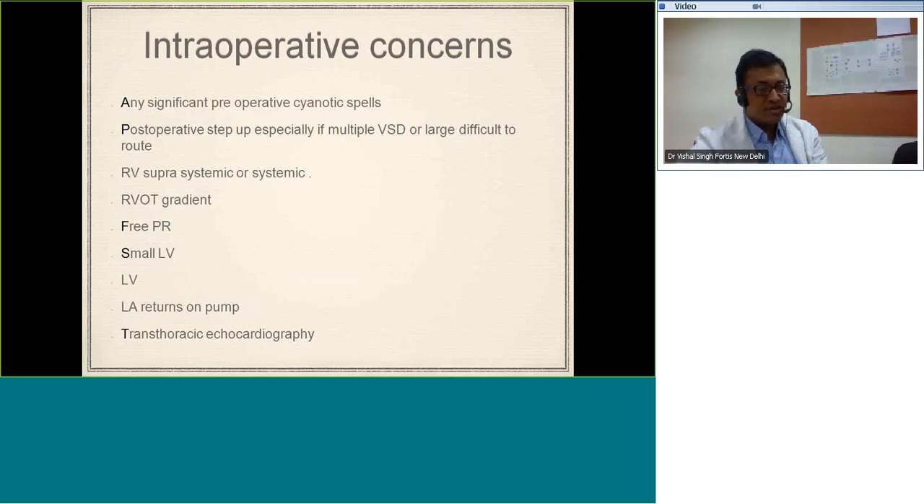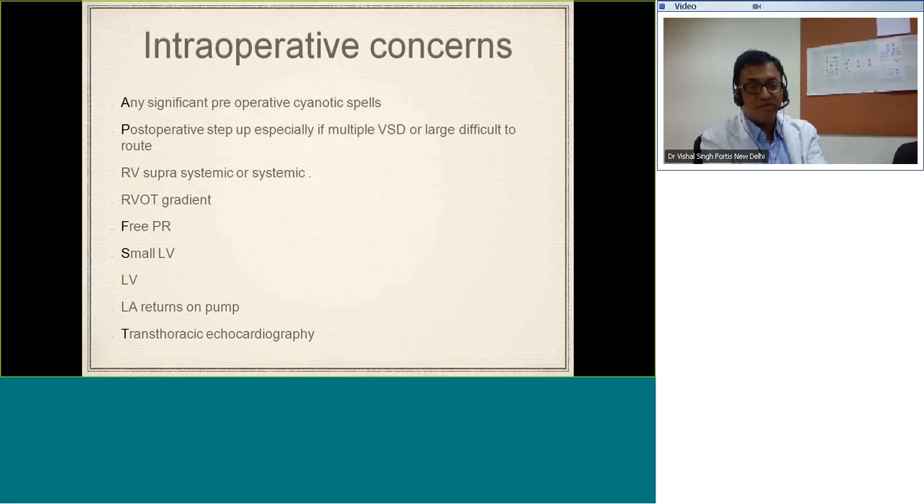Now, whenever a child comes to an intensive care unit, the handover always starts with what the major intraoperative concerns were. It's also important to know if there was any significant preoperative cyanotic spell which could have led to any form of neurological disability. In the intraoperative period, whether they've done a step up, especially if there were multiple VSDs in a tetralogy or a large, difficult to route VSD. What was the RV pressure, whether it was suprasystemic or systemic, whether they had to go back on pump to reconstruct the RVOT, something like that.